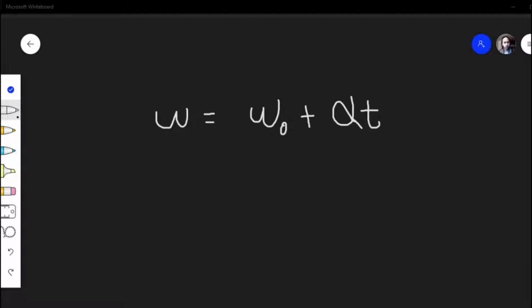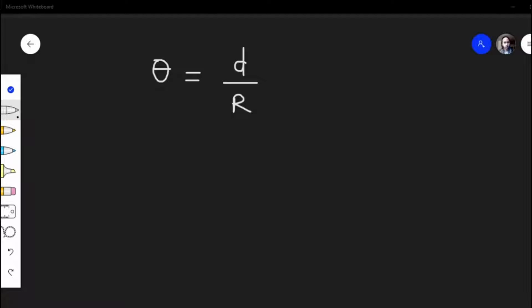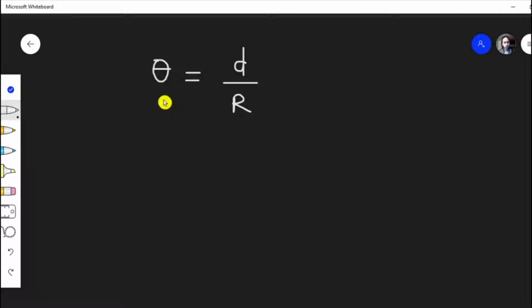This is the 13th equation on the equation sheet. Let's go ahead and prove it. The first concept you want to know is that the angular displacement is equal to the linear displacement over the radius.